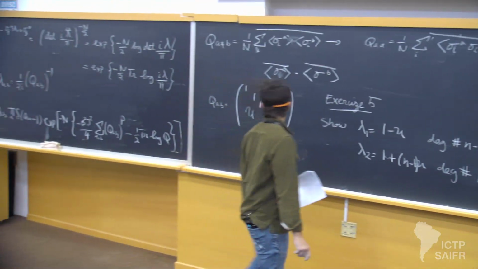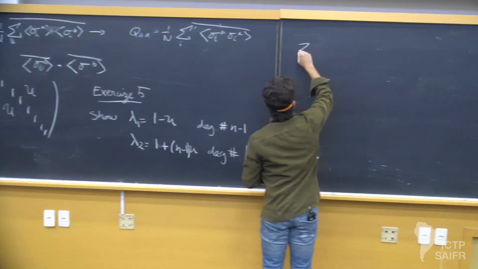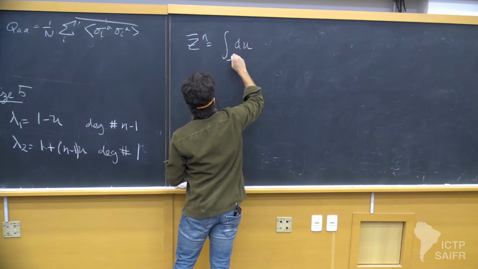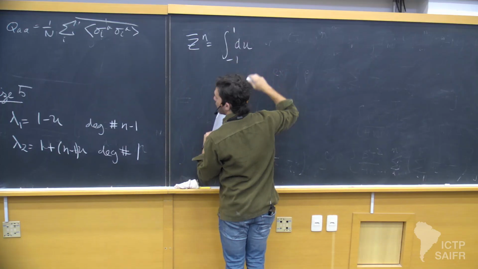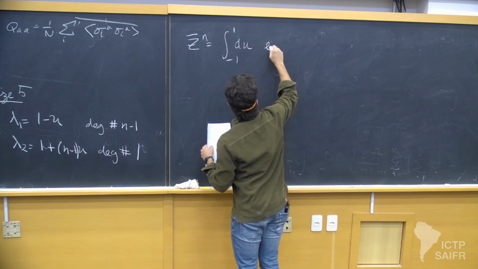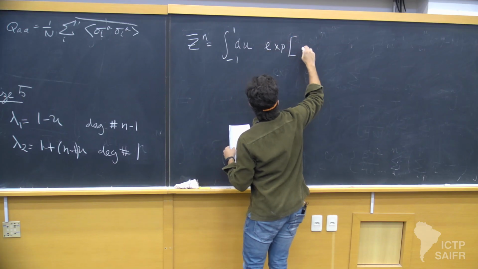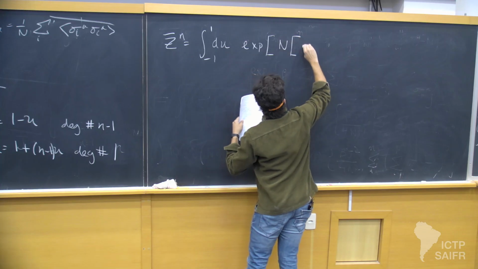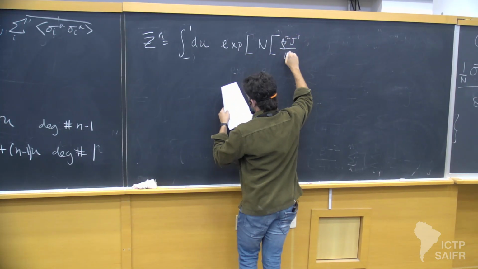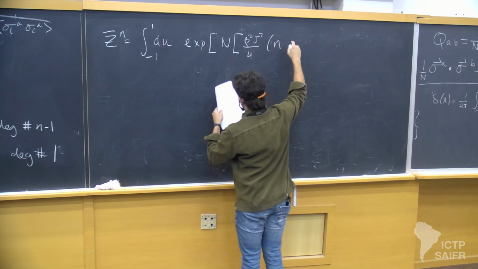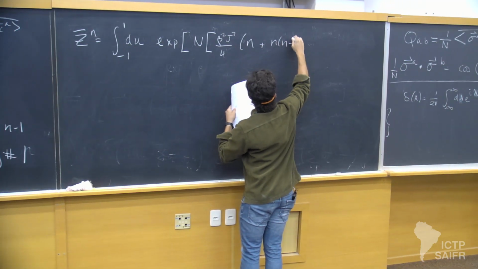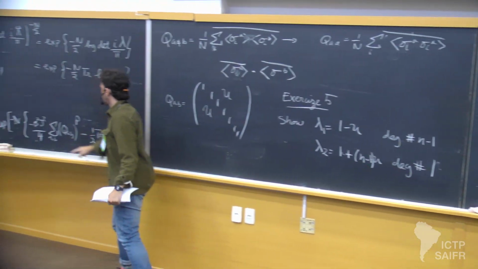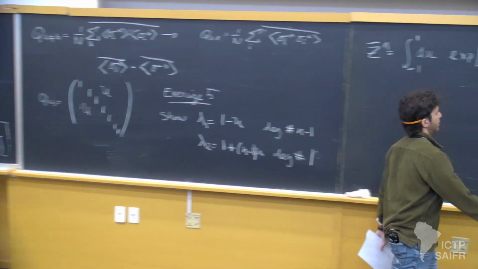So in the end, Z bar to the n will be the integral for u from minus 1 to 1 of e to the n beta squared J squared over 4 times n ones and n times n minus 1 u's. That's this guy. And it's to the p.